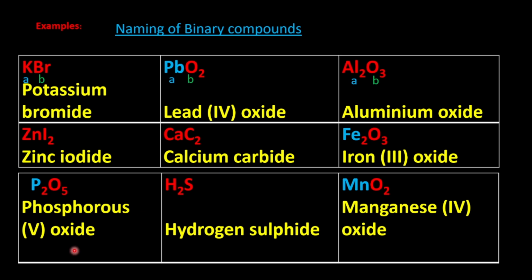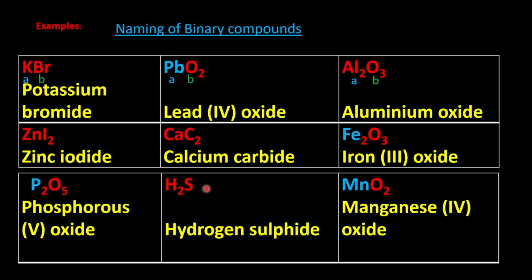Alright, let's look at a few more. We have P2O5. So assign A, B. But because P here varies, we have to calculate. Let's do the calculation together. That is 2 times 5, which is 10, divided by this 2 will give you 5. So the name becomes phosphorus(V) oxide.